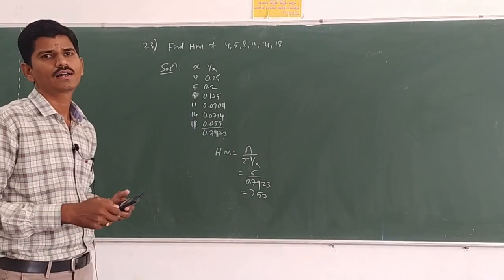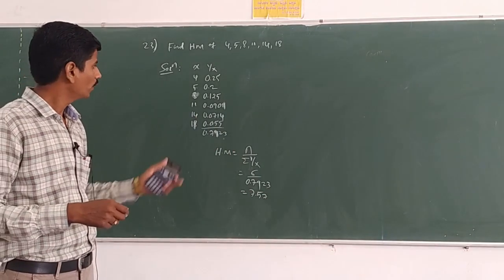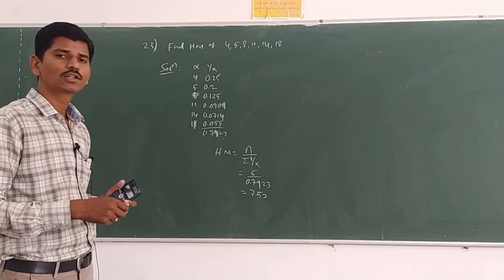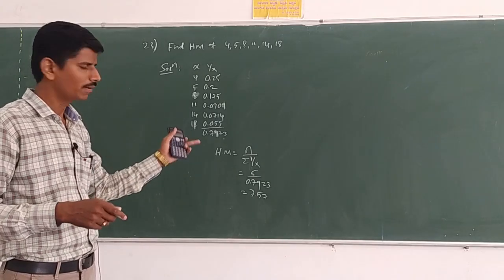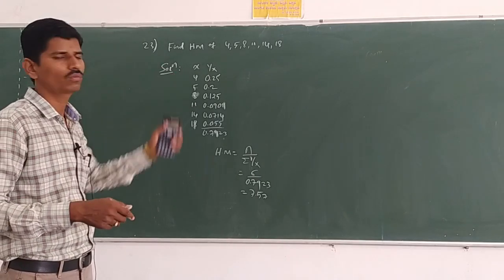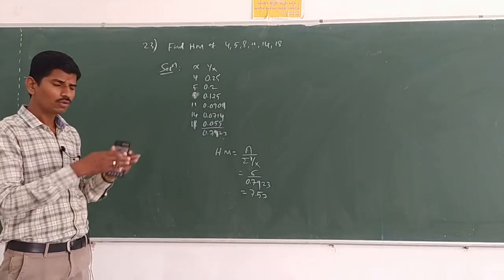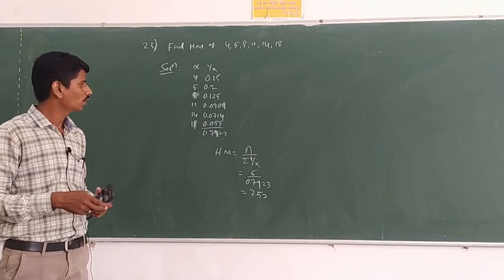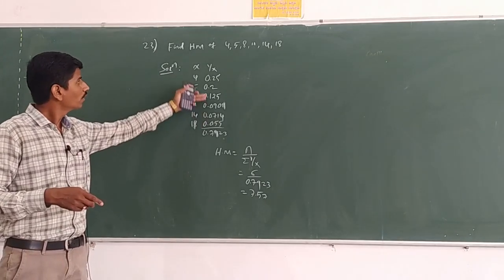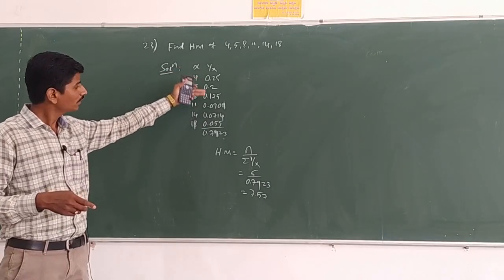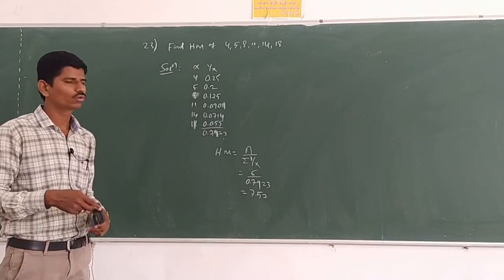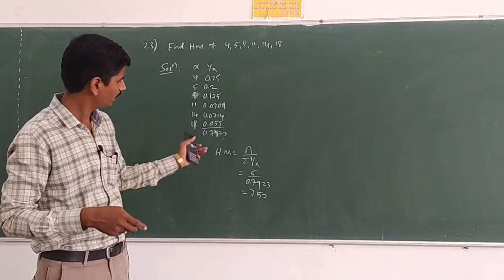You want the formula, that is the ungrouped formula: small n divided by sum of 1 by x. Next you have to calculate 1 by x, the reciprocal of x. Here 1 by 4 is 0.25 and so on, up to 1 by 18 is 0.055. Then we will get the sum of 1 by x as 0.7923. Then substitute the values, and we will get the answer.